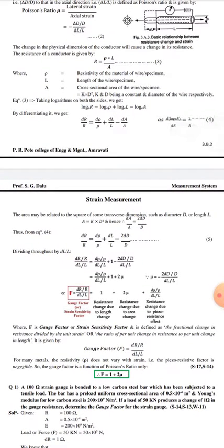It is defined as the fractional change in resistance divided by the unit strain, or the ratio of per unit change in resistance to per unit change in length. Okay, गेज फॅक्टरला कसं डिफाईन करू शकतो आपण? That is the change in resistance to original resistance upon change in length to original length.